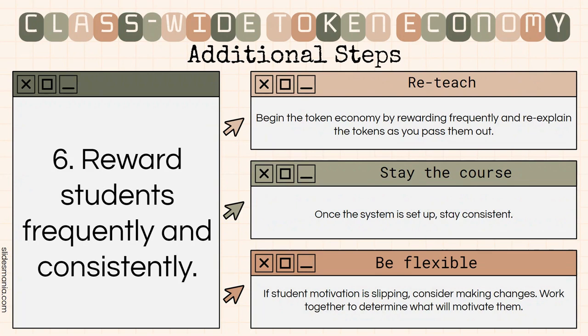Next, step 6 is reward students frequently and consistently. Reteach your students. Begin the token economy by rewarding frequently and re-explaining the tokens as you pass them out. Stay the course. Once the system is set up, stay consistent and be flexible. If student motivation is slipping, consider making changes. Work with your students to determine what will motivate them the most.